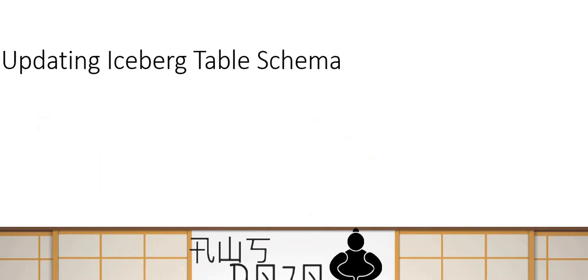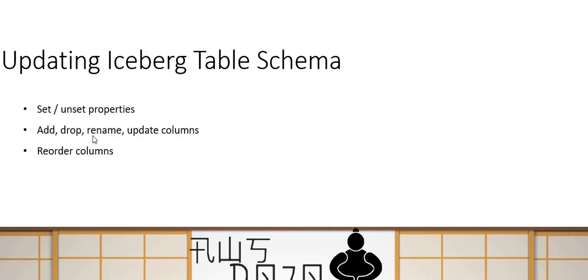So, having understood the creation part, let's see how you can update the table schema and what all you can update. In table schema, you can see certain table properties like compression, format, and the file size. Those properties you can set or unset. You can reorder your column sequence, and you can also do typical DDL operations like add, drop, rename, or update the columns.